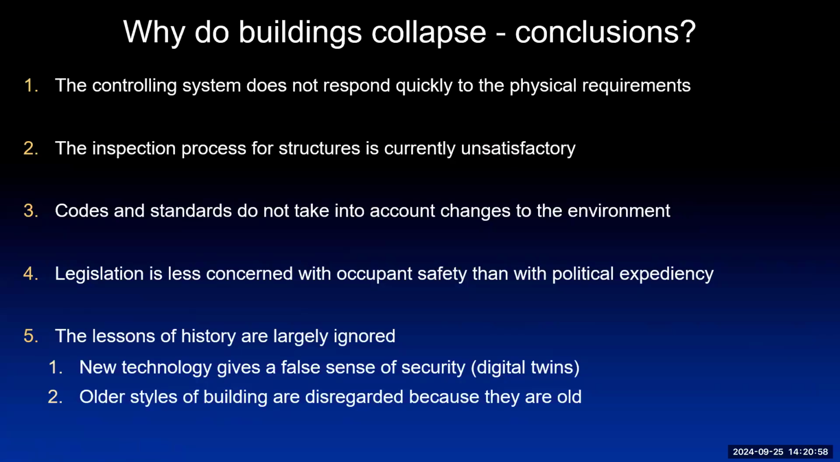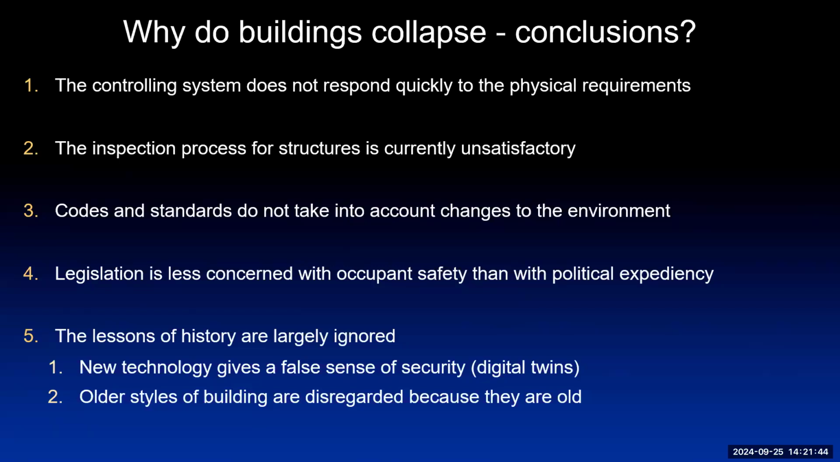So the conclusions. One, the controlling system does not respond quickly to the physical requirements. We can't change codes very quickly. We can't change the requirements to a change of use of a structure. 2, the inspection process for structures is currently unsatisfactory. So we have old approaches to having a look and seeing whether there is structural integrity. That's why the United States has a problem at the moment. And we'll talk more about that in just a moment.